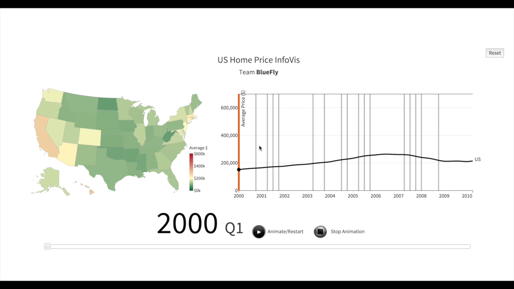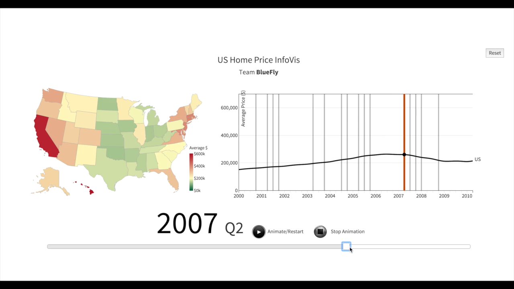The next question we'd like to explore is, which state has the cheapest homes near the end of 2008? In order to tackle this problem, we first want to scroll the scroll bar to the year 2008, quarter 4, that is near the end of 2008.